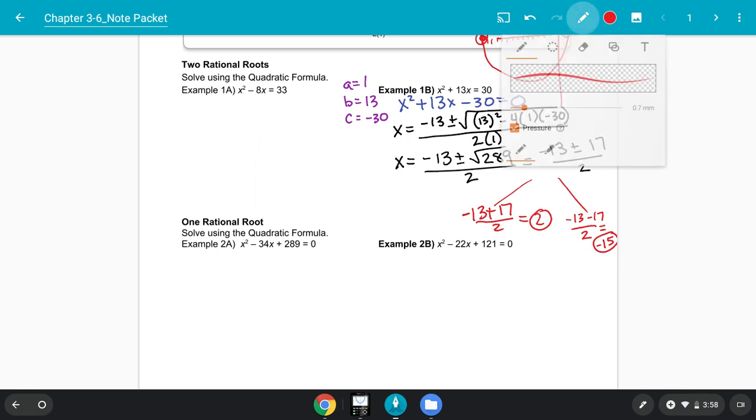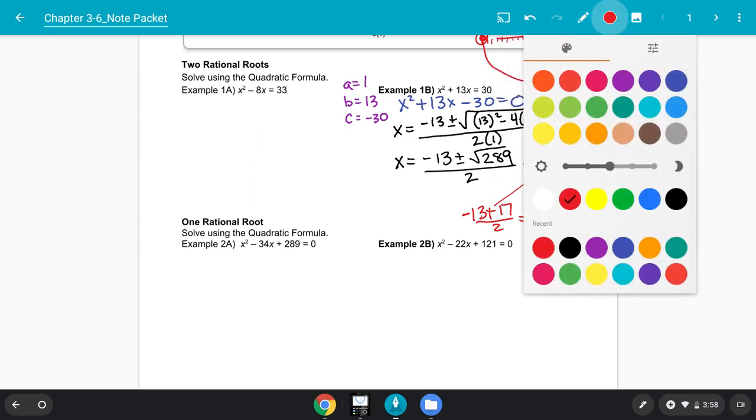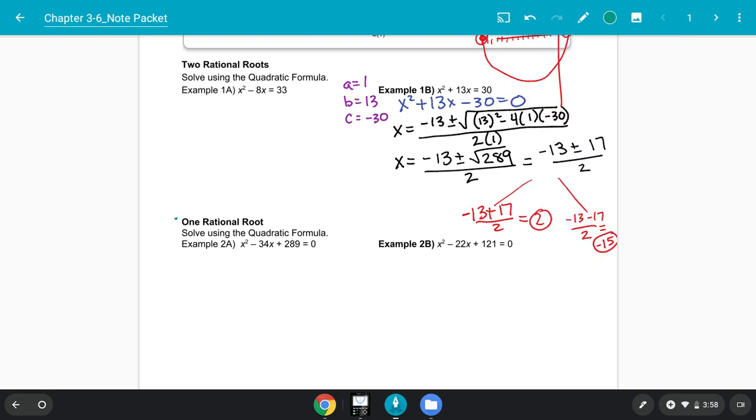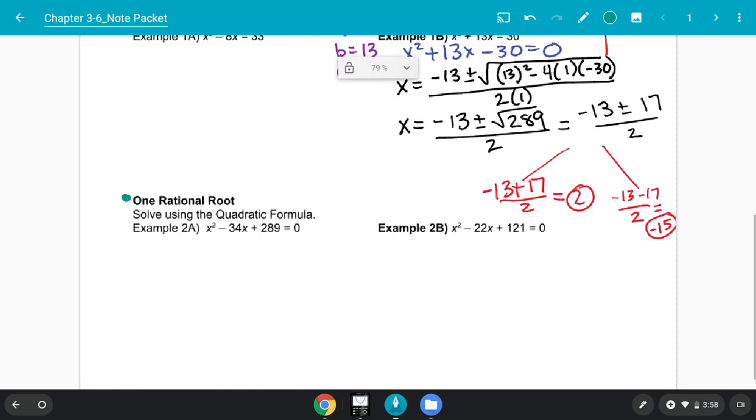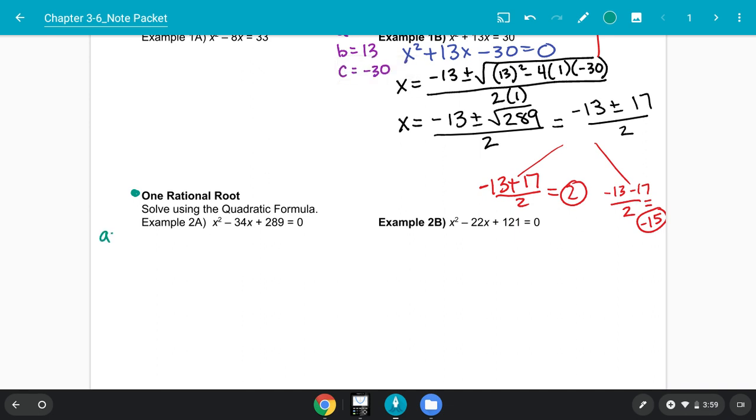Let's go this color. All right, so this is if you have one rational root, which means it only has one real number, one normal number. So in this case, this first one, it's great. It's already equal to 0, so we're all set. So we can just say A, B, C. A is 1, B is negative 34, C is 289.